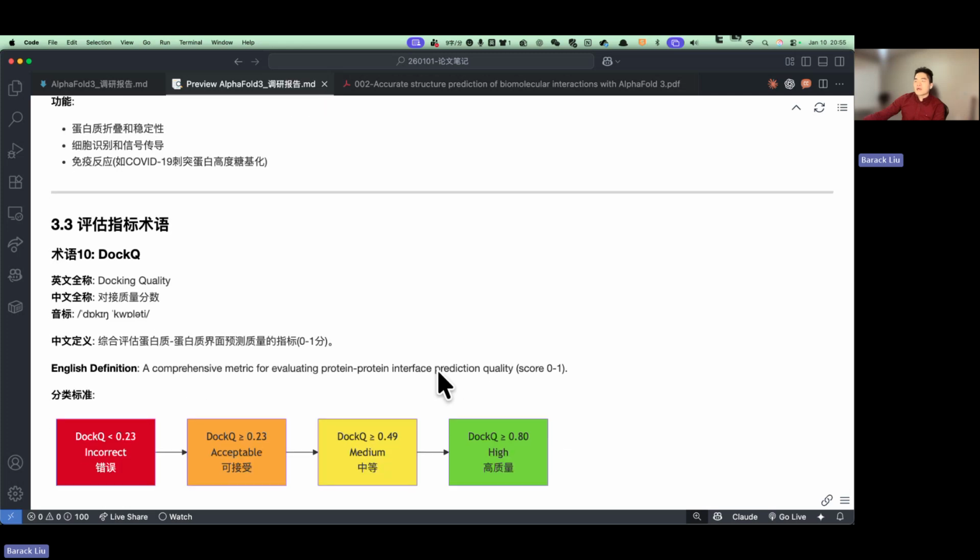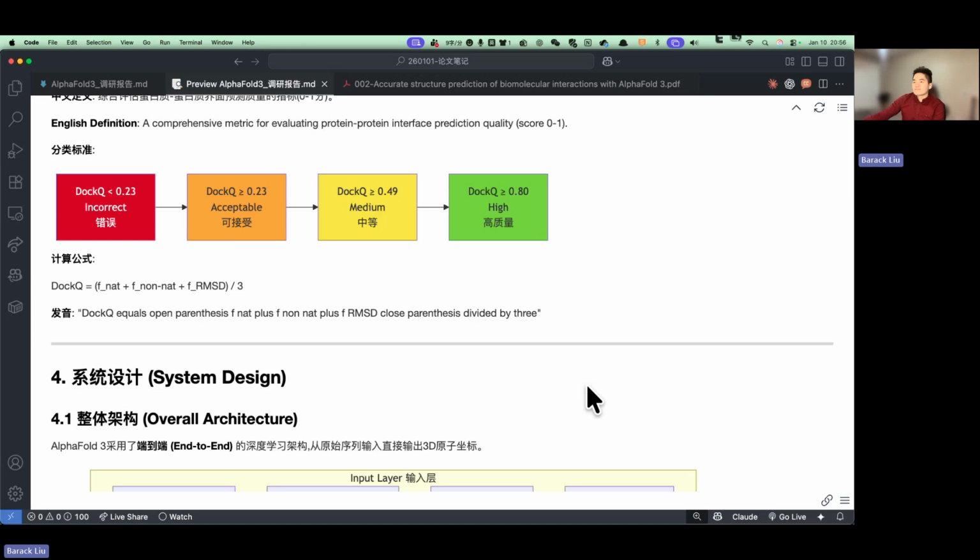Okay, here are some metrics. DockQ: a comprehensive metric for evaluating protein-protein interface prediction quality. The equation may be pronounced as DockQ equals open parenthesis F_nat plus F_non-nat plus F RMSD close parenthesis divided by 3.